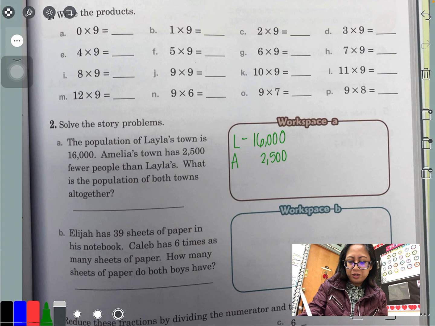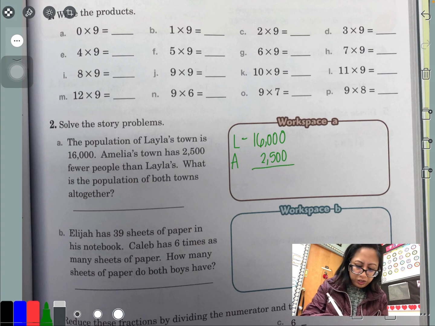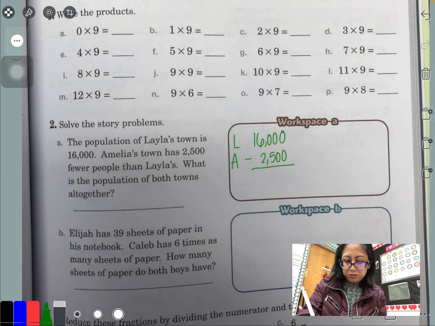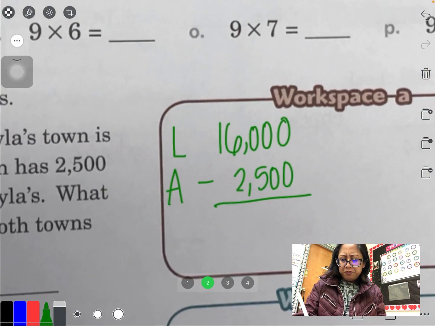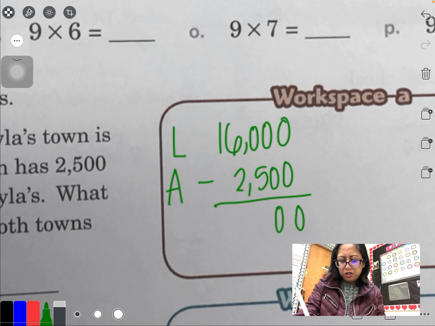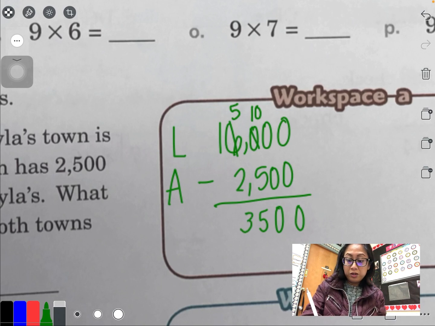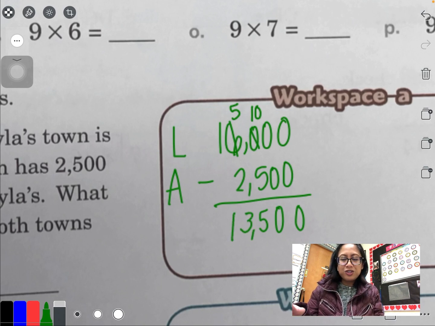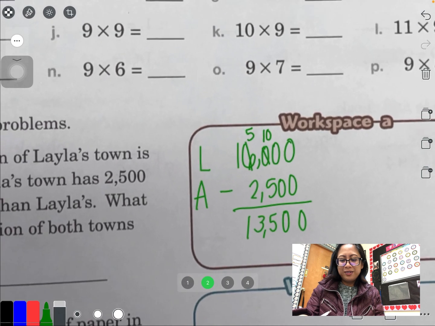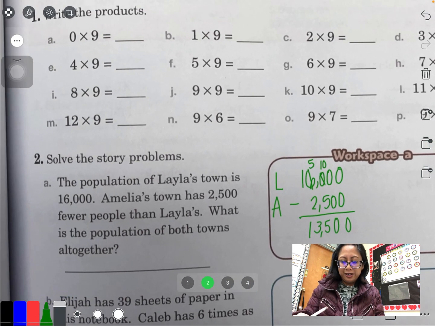So you should be subtracting already. I don't have to borrow so much. 0, 0. Here I need to borrow because 0 take away 5 is impossible. So the 6 becomes a 5. The 0 becomes a 10 here. 10 take away 5 is 5. 5 take away 2 is 3. And then 1. So Amelia's town has 13,500 people. That's still pretty good. 2,500, not so good. Okay. All right. Next.